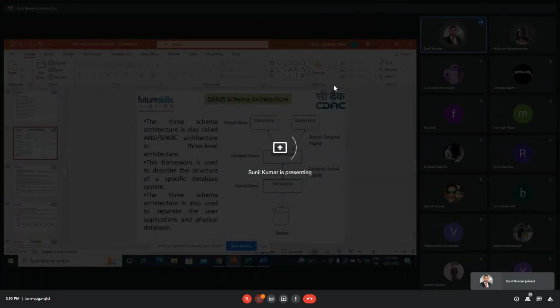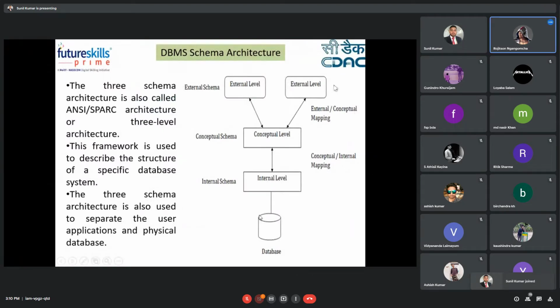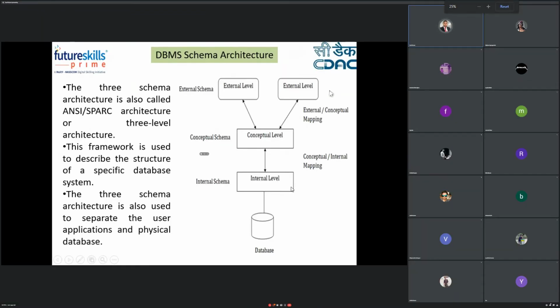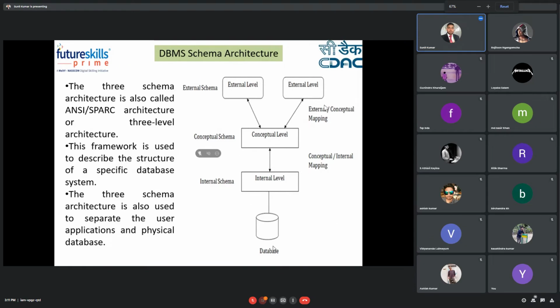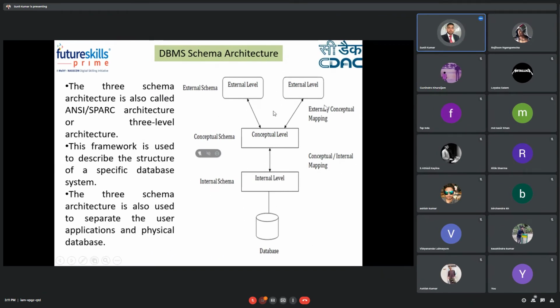This is the DBMS schema architecture. The first one is external level schema, the second one is conceptual level schema, and the third one is internal level schema, right? And later is the database. So we can say that this is the three-layer architecture of schema, right?